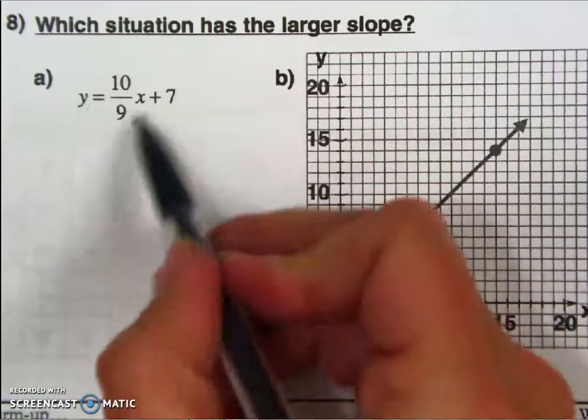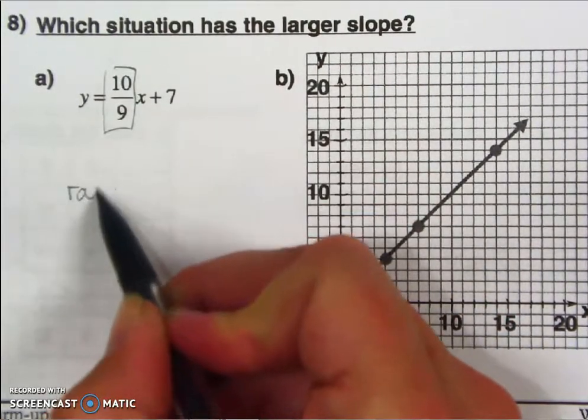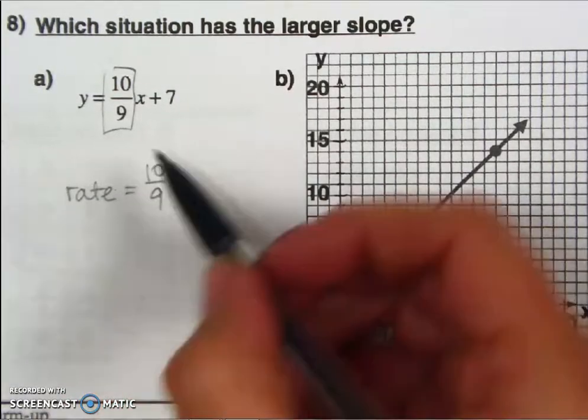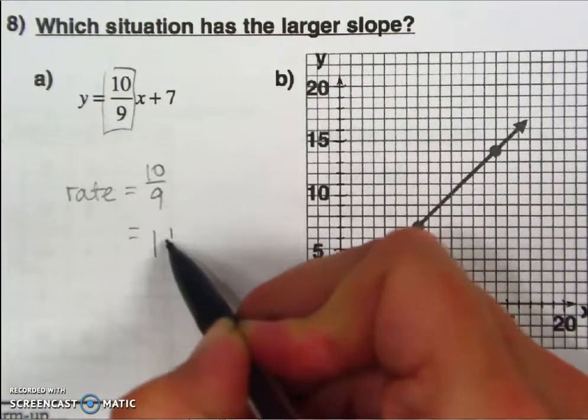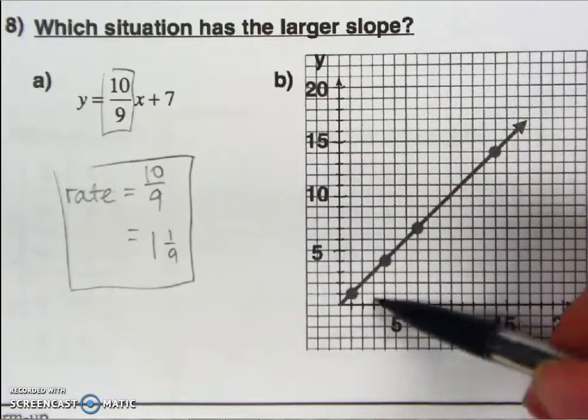All right, so let's see if you got it right. Hopefully you tried this on your own. Here's our rate right there. The rate for this equation is easy. It's in front of x, 10/9, which is equivalent to 1 1/9. There's our rate for the equation, super fast. Now let's check the graph.